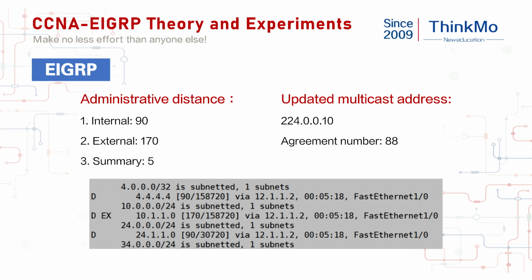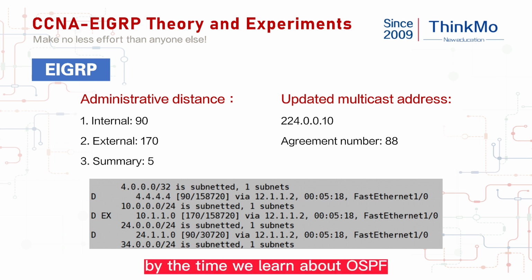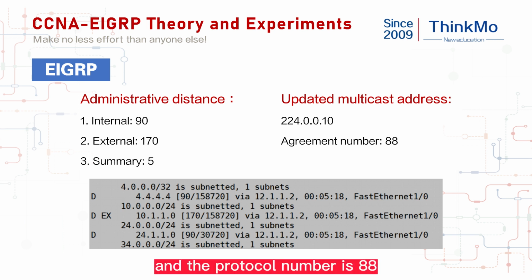Let's move on. Update multicast address. That is, when we use EIGRP, the multicast address it uses is 224.0.0.10. This needs to be remembered. By the time we learn about OSPF, that's 0.5 and 0.6. It uses 2. EIGRP uses 1. 224.0.0.10. And the protocol number is 88.